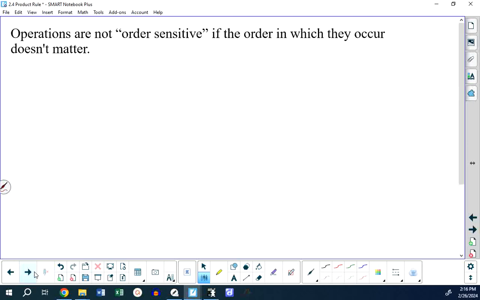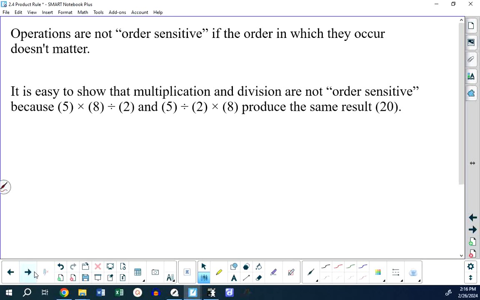Operations are not order sensitive if the order in which they occur doesn't change the outcome. For example, multiplication and division. When you look at BEDMAS and it says brackets, exponents, and then it says division, multiplication, it could say multiplication and then division. It doesn't matter. Because if I take as an illustration 5 times 8 to get 40 and I divide 40 by 2, I get 20. If I take 5 divided by 2 to get 2.5 and I multiply 2.5 by 8, I still get 20. So we would say that multiplication and division as a group of operations performed one after the other are not order sensitive. There are many operations that are order sensitive and some that are not.